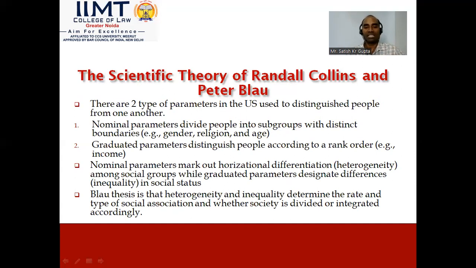So Blau's thesis is that heterogeneity and inequality determine the rate and type of social association, and whether society is divided or integrated accordingly. So Blau defined how heterogeneity or inequality determine the rate of social association, and further we talk about whether society is divided or integrated accordingly.